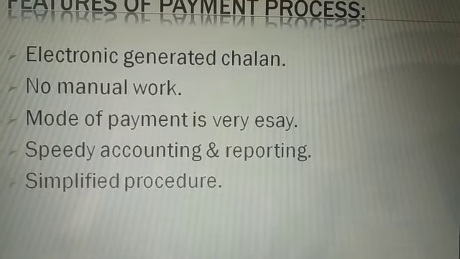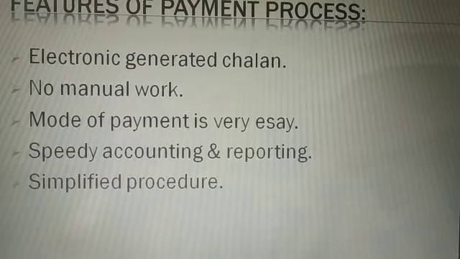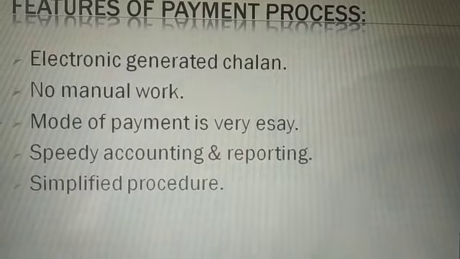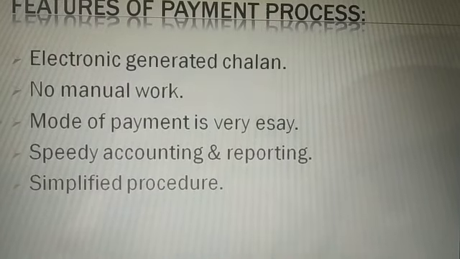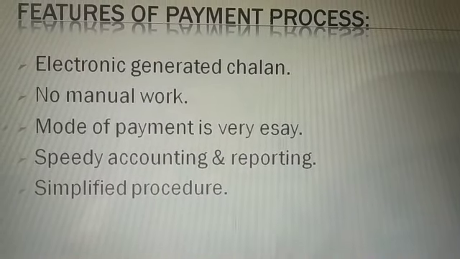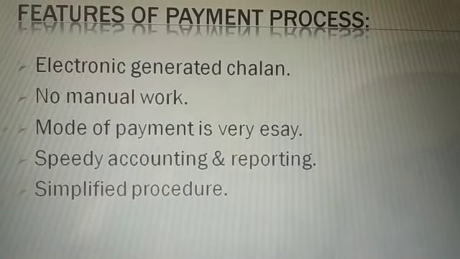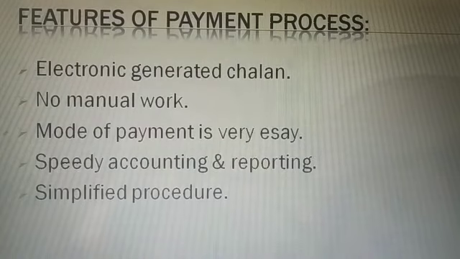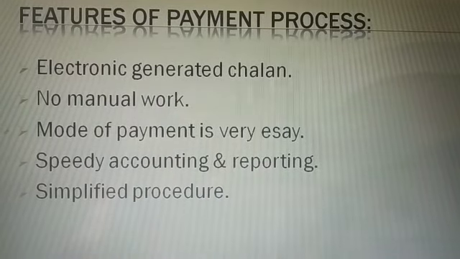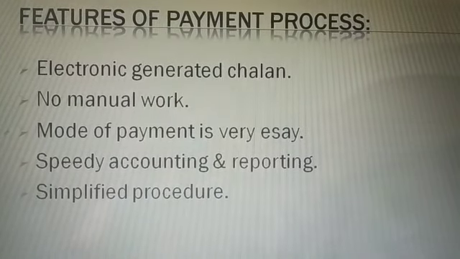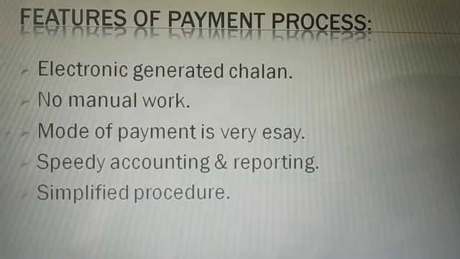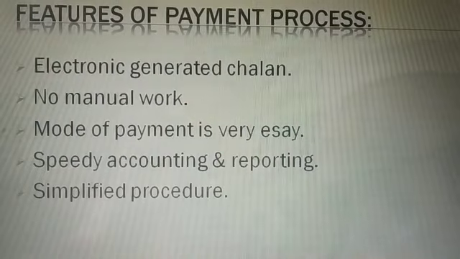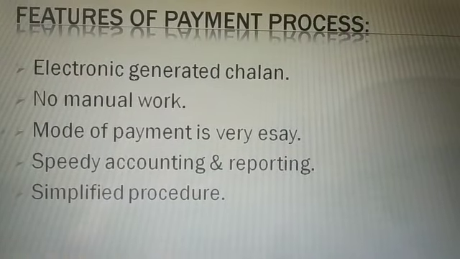Speedy accounting and reporting. Transactions are online, so accounting is proper and reporting becomes very easy. Simplified procedure. As compared to manual work, it is online work and internet banking, so an electronic form is generated, so it is a very simplified procedure. These are some of the features of the GST payment process.